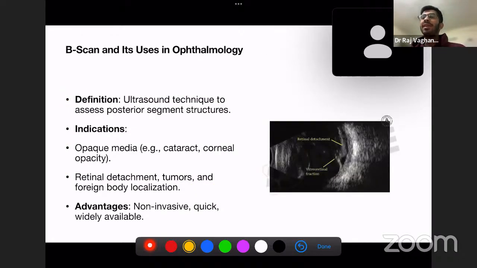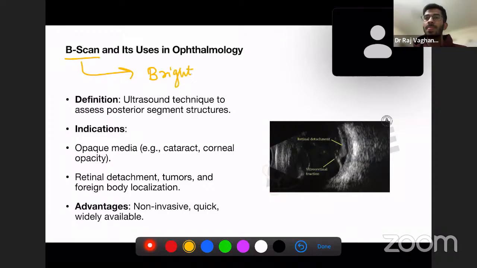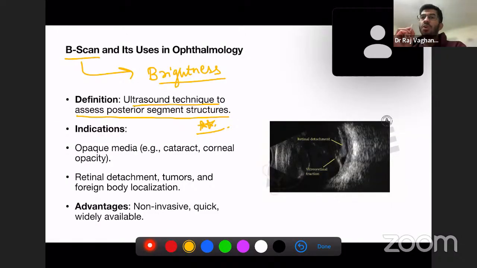Now, what is B-scan and its uses in ophthalmology? The B in B-scan stands for brightness. It is an ultrasound technique to assess the posterior segment structures. It is used to assess only the posterior segment. So B-scan is an ultrasonography or USG to assess the posterior segment structures.